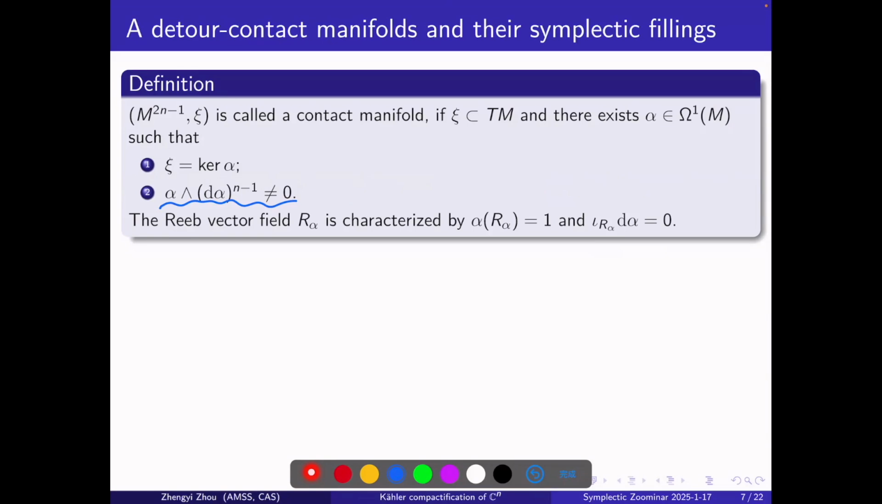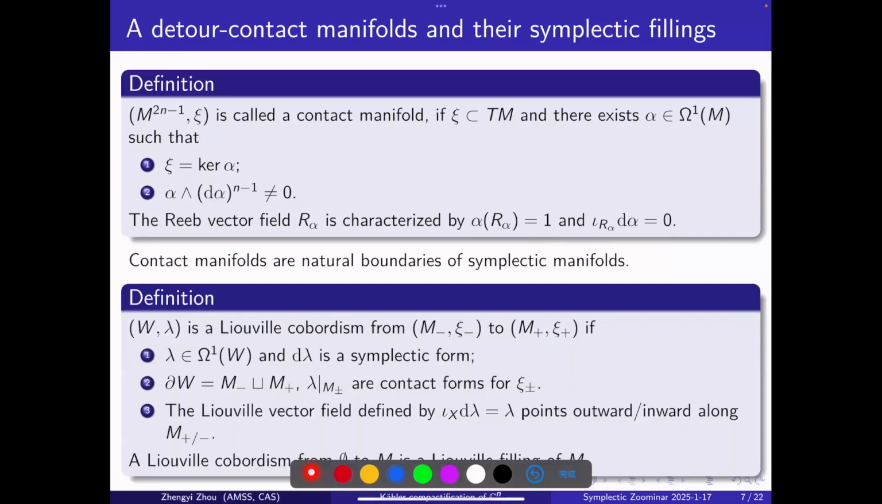And that will determine a Reeb vector field characterized by these two conditions. And contact manifolds are naturally the boundary of a symplectic manifold. In this talk, our main interest is in Liouville fillings or Liouville cobordisms. And here is a definition. I guess these are probably very familiar to most of the audience, so I'll just go to the next slide.